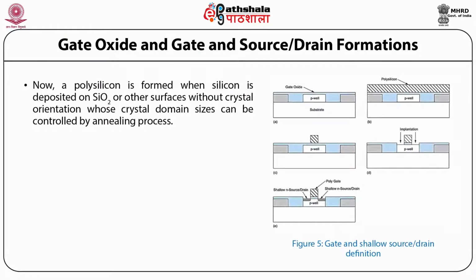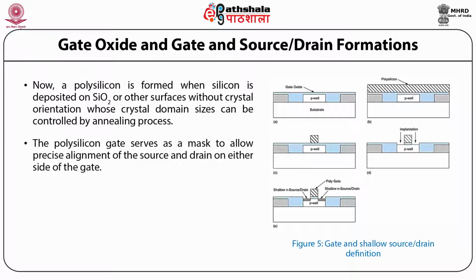Now a polysilicon is formed when silicon is deposited on SiO2 or other surfaces without crystal orientation, whose crystal domain sizes can be controlled by the annealing process. Undoped polysilicon has high resistivity, which can be reduced by implanting it with dopants and/or combining it with a refractory material. So the polysilicon gate serves as a mask to allow precise alignment of the source and drain on either side of the gate. This process is called the self-aligned polysilicon gate process.